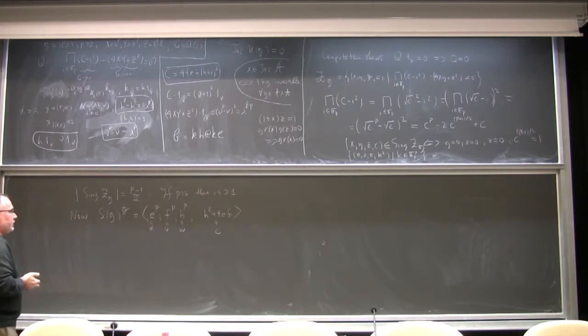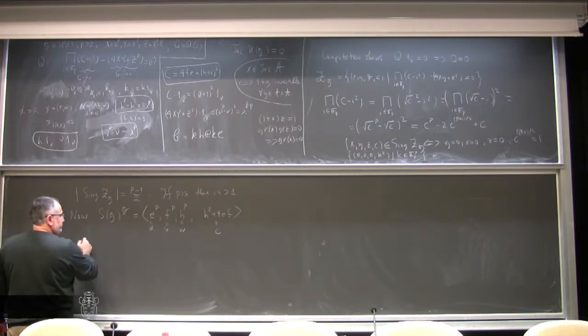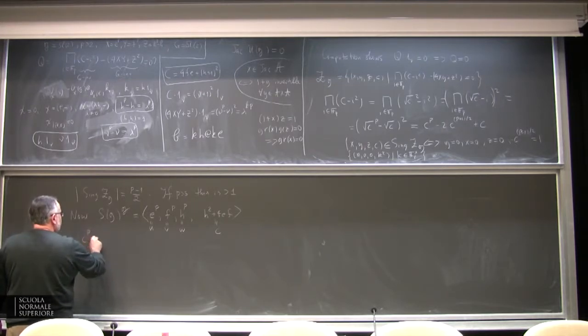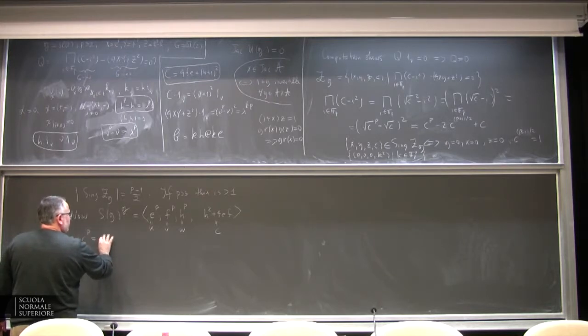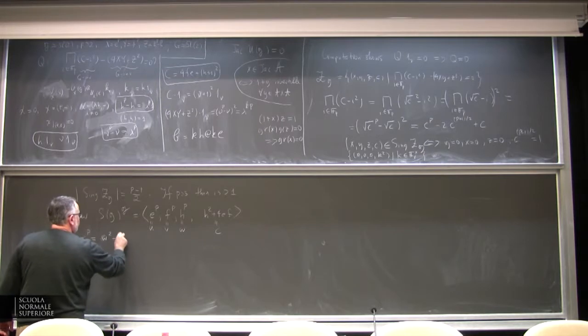Also, it's a different pattern. So then we will have c to the power of t is equal to w squared plus 4g.